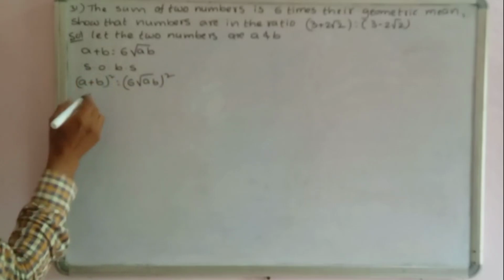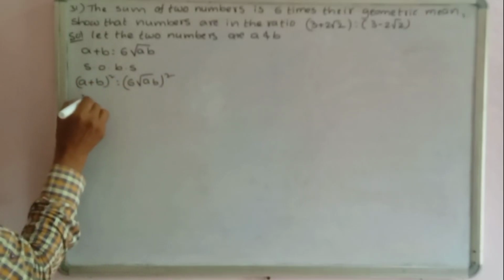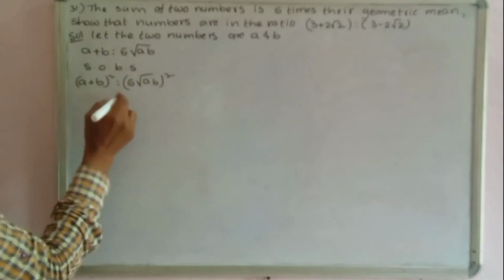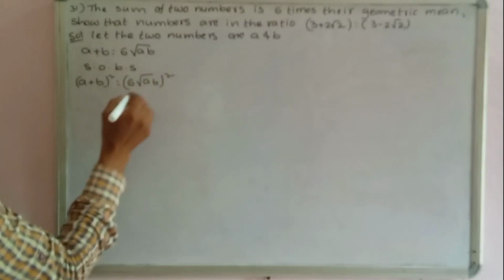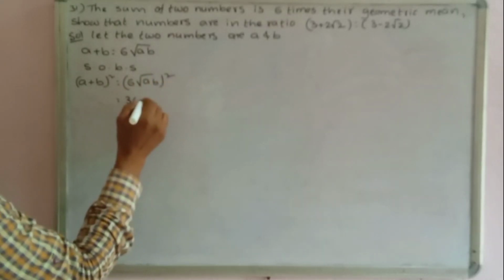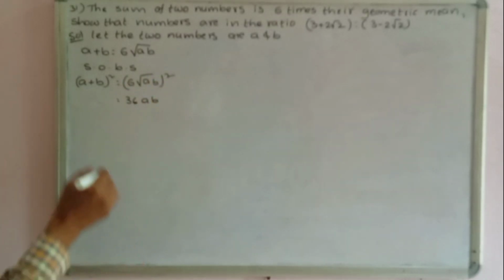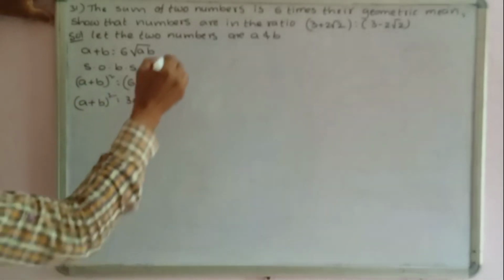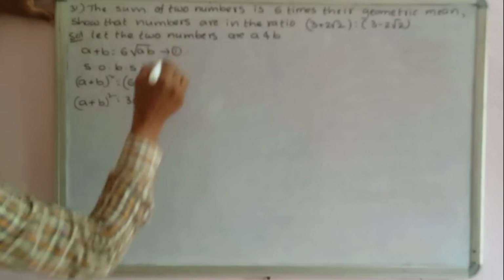So this is the form (A plus B) whole square. Okay, (A plus B) whole square equals 6 square value, how much? 36. 6 square value 36. Root AB square value AB. So A plus B equals 6 root AB. Say it is 1.